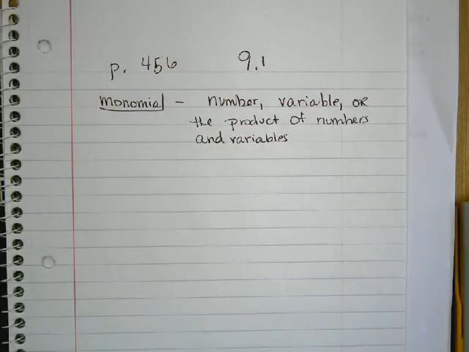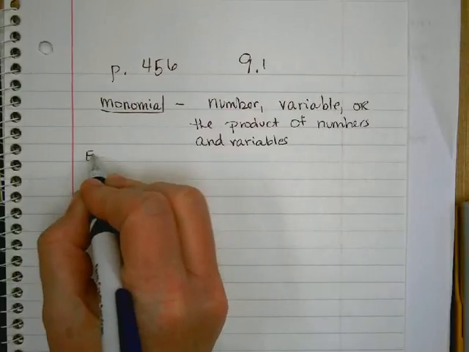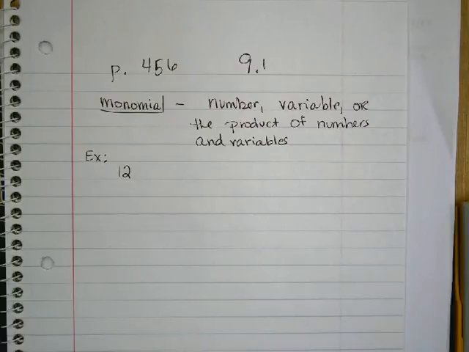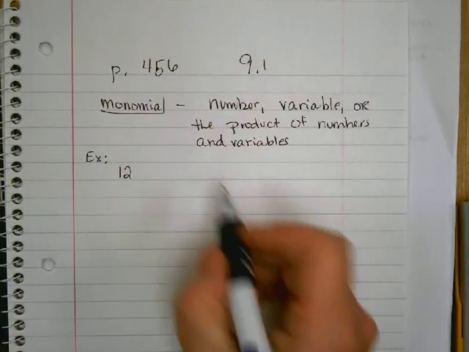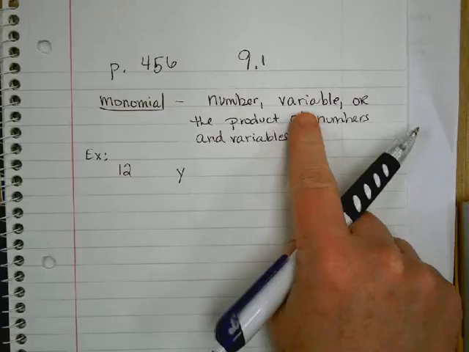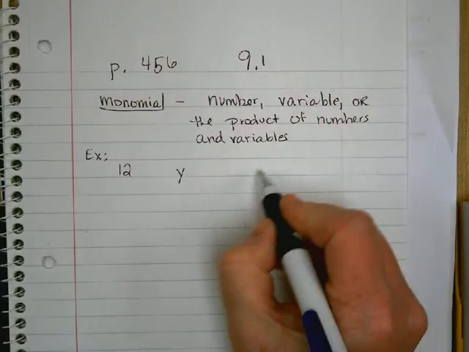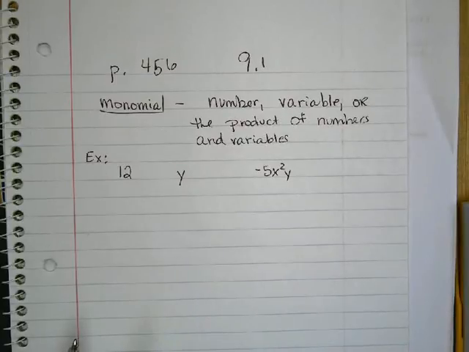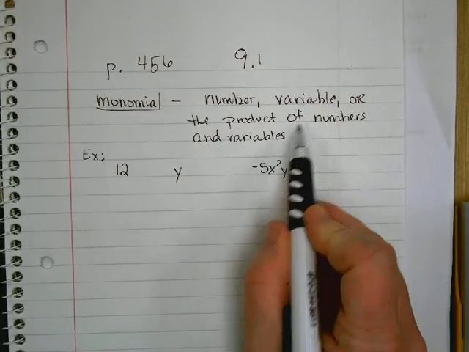Let me tell you what a monomial is not. It does not contain an addition or subtraction sign. Okay? So, some examples are 12. The number 12 is a monomial because it's a number. Y is a monomial because it's a variable. Negative 5x squared y is a monomial because it is the product of numbers and variables.